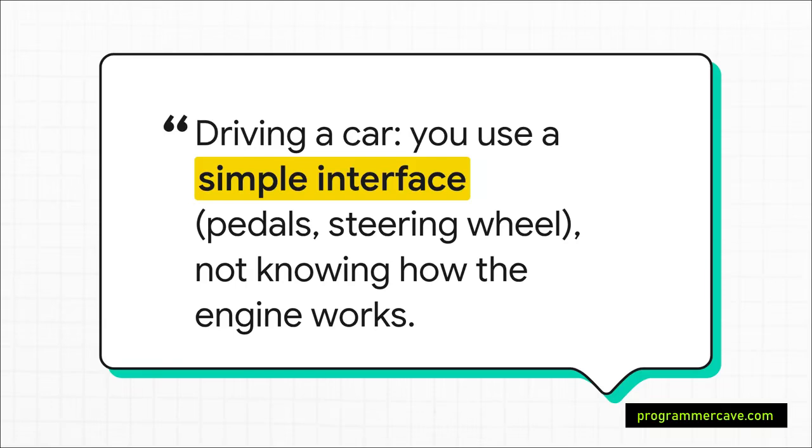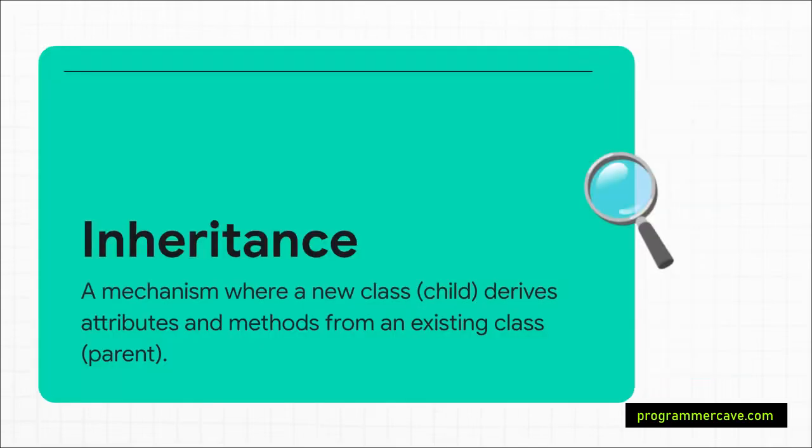The steering wheel, the pedals, the gear shift, that's a simple, clean interface that abstracts away the incredible complexity of the engine. And that is exactly what we want to provide with our code. Our third pillar is inheritance. This is a mechanism that lets a new class build on an existing one, inheriting all its features. It creates this is-a kind of relationship.